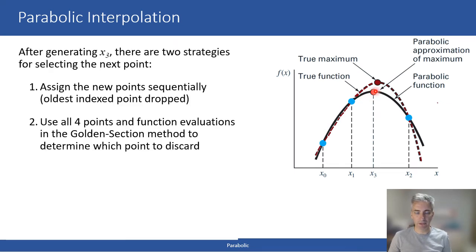So after finding the peak of this polynomial, we need to have a method to further converge. We can usually do this by using the golden section method again, because now we have 4 points. We can use the golden section method to understand which of the 4 points we're going to discard. Or we could just simply replace the oldest value, in this case x0, and fit a new polynomial to the top 3 values. Either way will work.